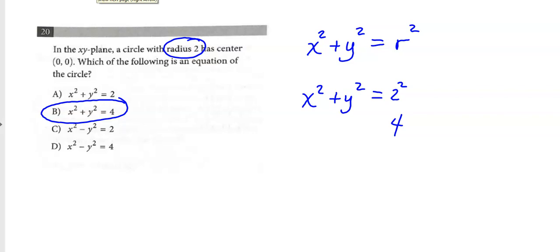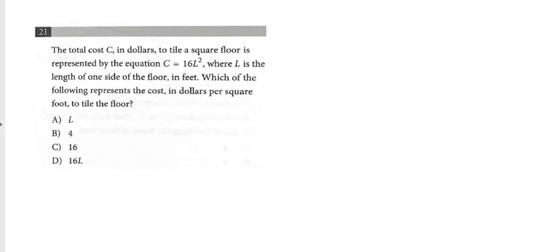So that was just knowing the equation of a circle. They always start off this way if they're centered at 0, 0, and then you change the radius. If you want to move the center left, right, up, down, you have to make some adjustments, but not for this one. Number 21, what do we have going on here?